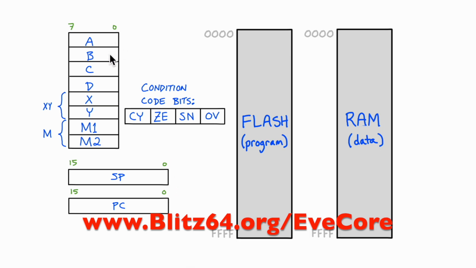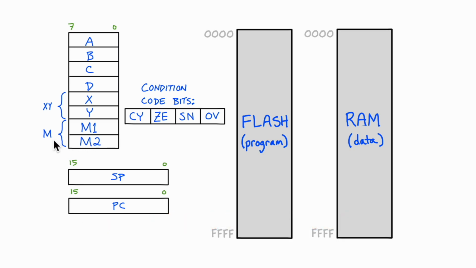There are 8 8-bit registers with the names shown here. 2 of the registers, X and Y, can be combined to form a 16-bit register called XY. Likewise, M1 and M2 are combined to form the 16-bit register M. There's also a program counter and a stack pointer.